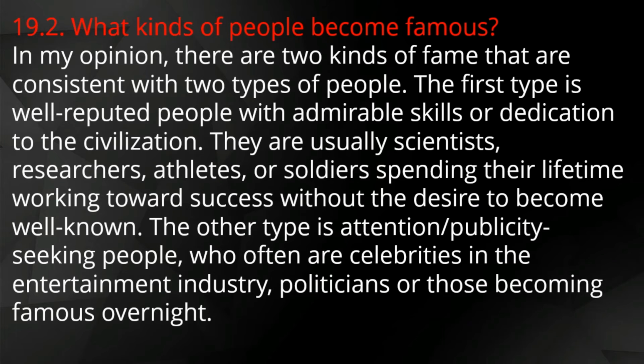What kinds of people become famous? In my opinion, there are 2 kinds of fame that are consistent with 2 types of people. The first type is well-reputed people with admirable skills or dedication to the civilization. They are usually scientists, researchers, athletes, or soldiers spending their lifetime working towards success without the desire to become well known. The other type of people is attention or publicity seeking people, who often are celebrities in the entertainment industry, politicians, or those becoming famous overnight.